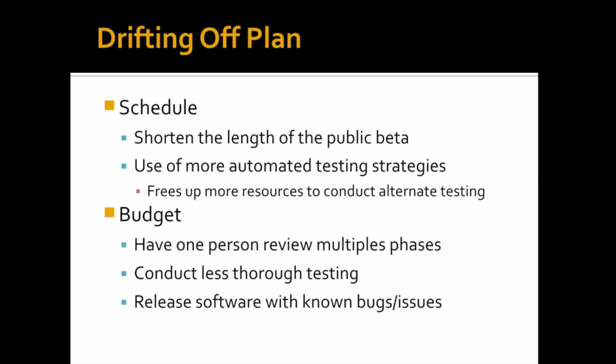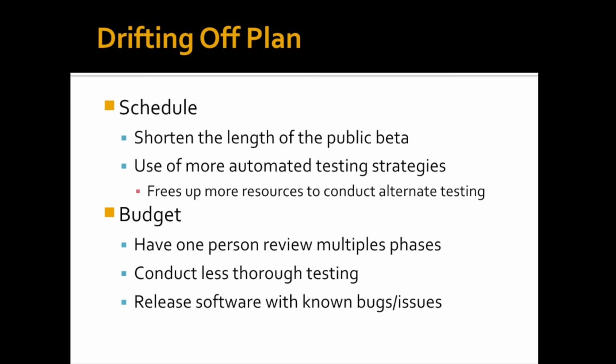To start with, if the schedule for the testing phase is starting to drift off track, there are a couple of things you could do. I mentioned earlier that the public beta goes on for over a week, and if you need to make up lost time, you could probably shorten that beta to 4 or 5 days. If that's not going to help, you could always include more automated testing strategies within your integration and unit phases. This should free up more resources to conduct alternative testing that maybe doesn't lend itself well to automation.